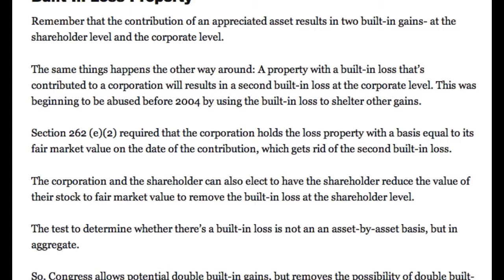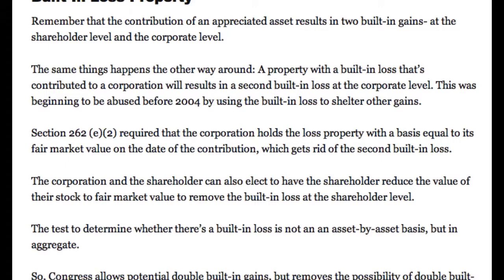This was abused before 2004, before Section 362(e)(2) was passed, and this section required that the corporation hold the loss property with a basis equal to its fair market value on the date that it's contributed to the corporation, which gets rid of the possibility of the second built-in loss. And what was happening is corporations were sheltering their other gains using these second built-in losses at the corporate level.